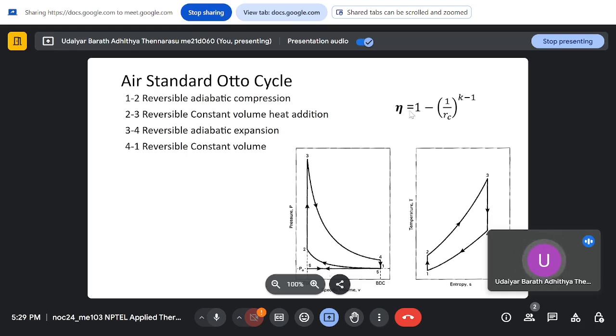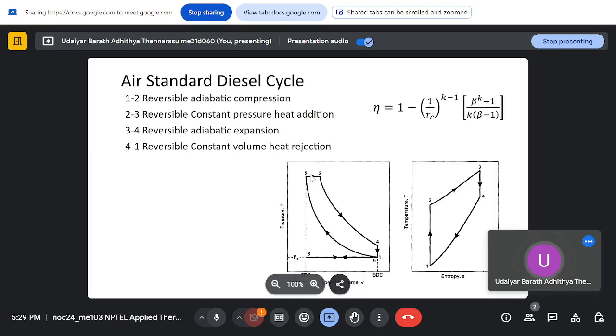The efficiency for the Otto cycle is given as 1 minus 1 by the compression ratio raised to the power gamma minus 1. So your Otto cycle has 2 constant volume processes. In the diesel cycle, the heat addition is changed to a constant pressure process. So 1 to 2, the rest will be the same. 1 to 2 is reversible adiabatic compression, and then 2 to 3 is constant pressure heat addition, 3 to 4 is again isentropic expansion, and 4 to 1 is constant volume heat rejection.